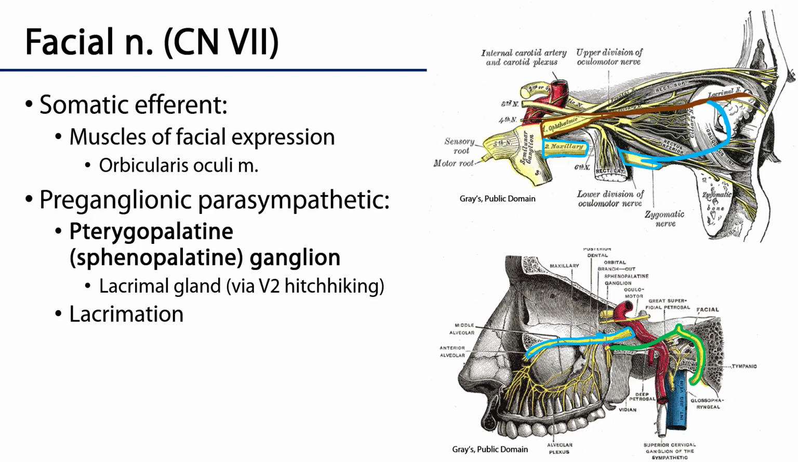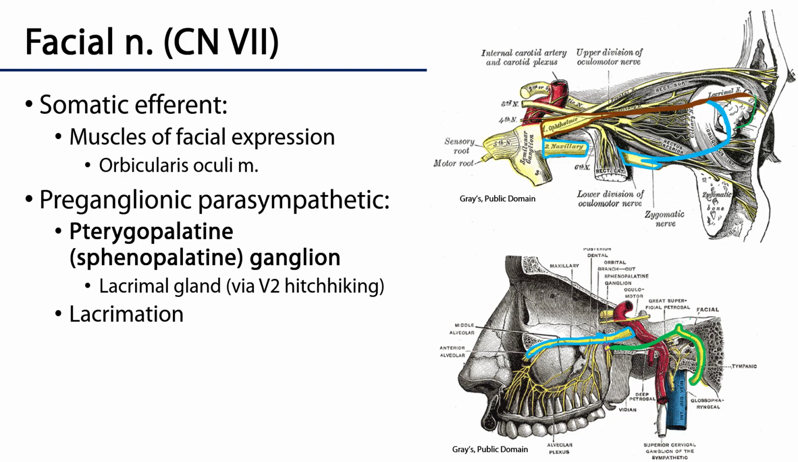And then finally, we have the facial nerve, cranial nerve 7. The facial nerve is a bit of an odd duck for the orbit. We're discussing it here because it has a role in the parasympathetic innervation of the lacrimal gland. So here we can see the lacrimal gland, which is in the superolateral aspect of the orbit. Let's start down here, however.